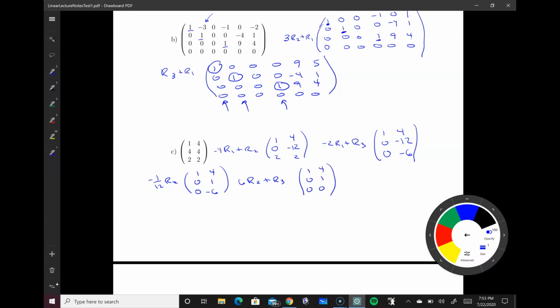And one last thing, so here are my 2 pivots. I need to get a 0 above it. So if I multiply row 2 by -4 and add it to row 1. So that gives me a 0. And there it is. So these are my 2 pivot positions, and these are my 2 pivot columns.